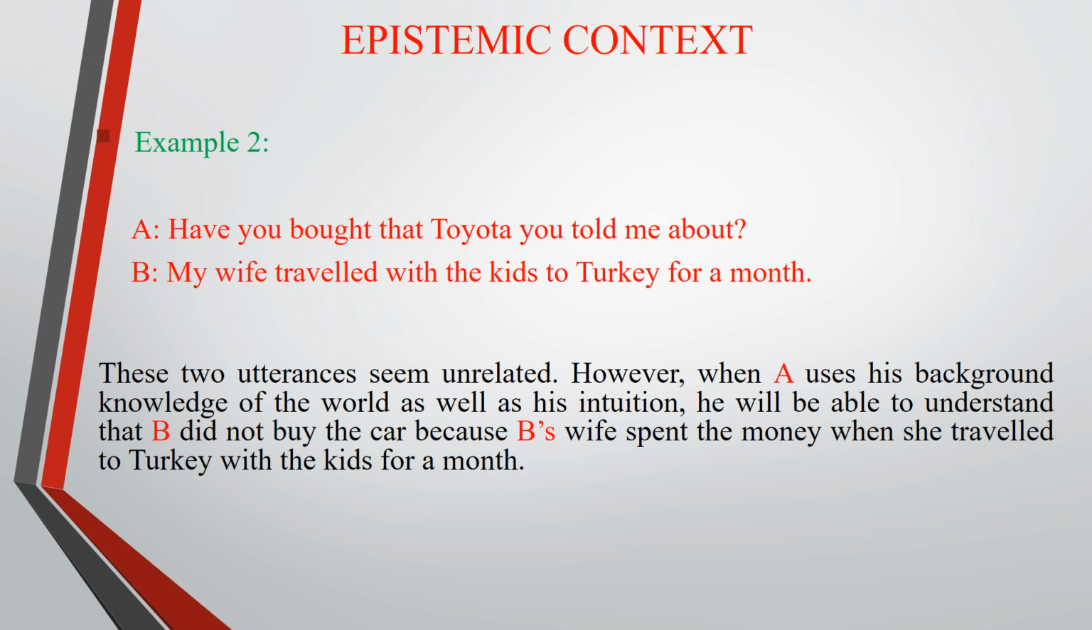Example 2 also explains the epistemic context. A says to B, "Have you bought that Toyota you told me about?" To which B answers, "My wife traveled with the kids to Turkey for a month." These two utterances seem unrelated. However, when A uses his background knowledge of the world as well as his intuition, he will be able to understand that B did not buy the car because his wife, i.e. B's wife, spent the money when she traveled to Turkey with the kids for a month. Then there is a missing information that A, based on his knowledge of the world, was able to fill in.